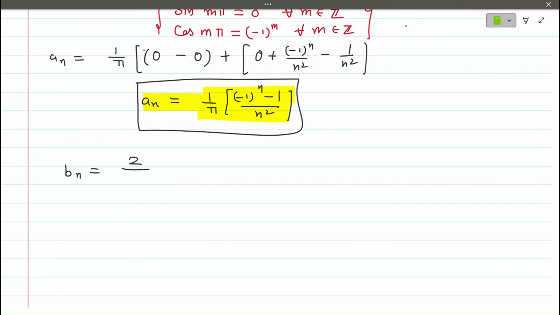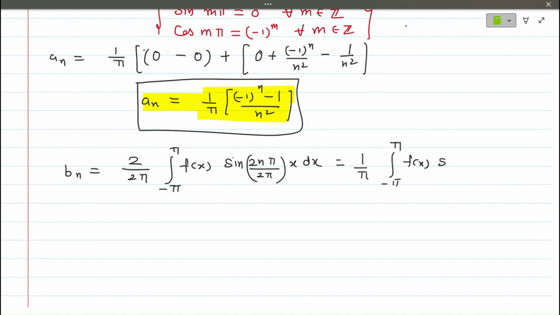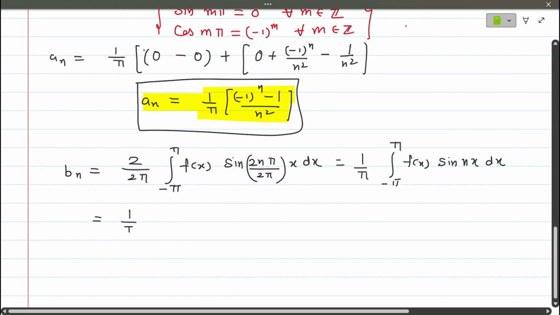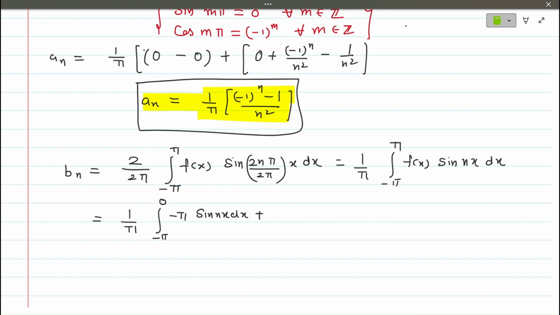bn is equal to 2 divided by 2 pi, integration from minus pi to pi f(x) sine of 2n pi x divided by 2 pi dx. So this expression is 1 divided by pi, integration minus pi to pi f(x) sine of nx dx. Again we will split this interval from minus pi to 0. Here the function is equal to minus pi, sine of nx dx, plus 0 to pi x sine of nx dx.